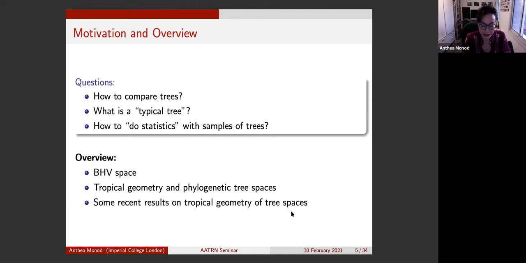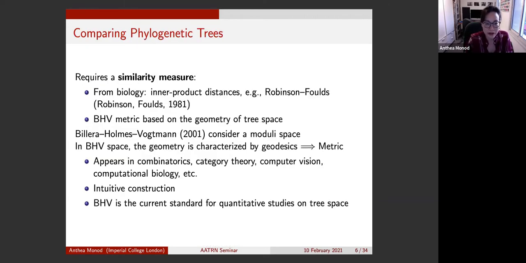I would like to argue though that it's also an interesting space to actually do these kinds of computational studies for, and then talk about some of the recent work that I've done on the tropical geometry of tree spaces. Okay, so if you want to compare phylogenetic trees, you need a similarity measure. In this case, it's some kind of distance measure or metric. In biology, people have done this by looking at inner product distances, so these are distances constructed off an inner product structure.